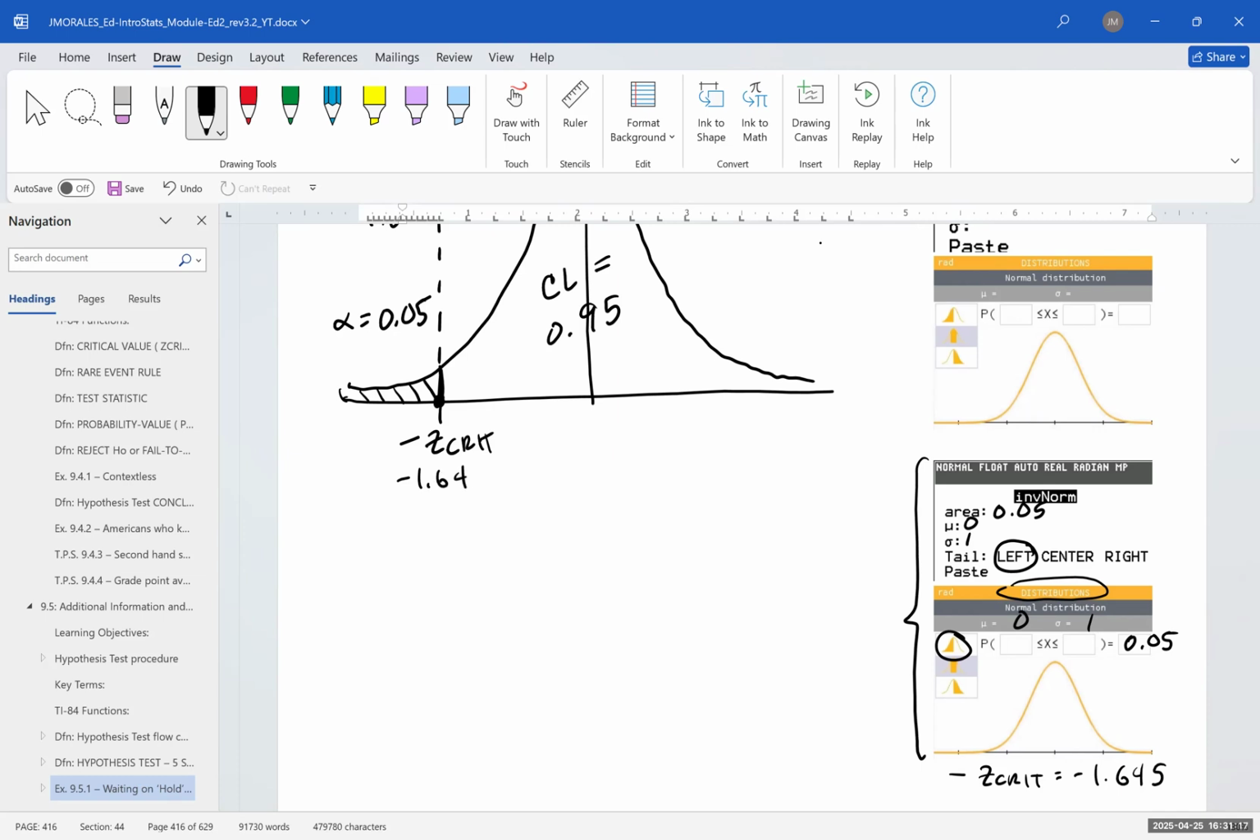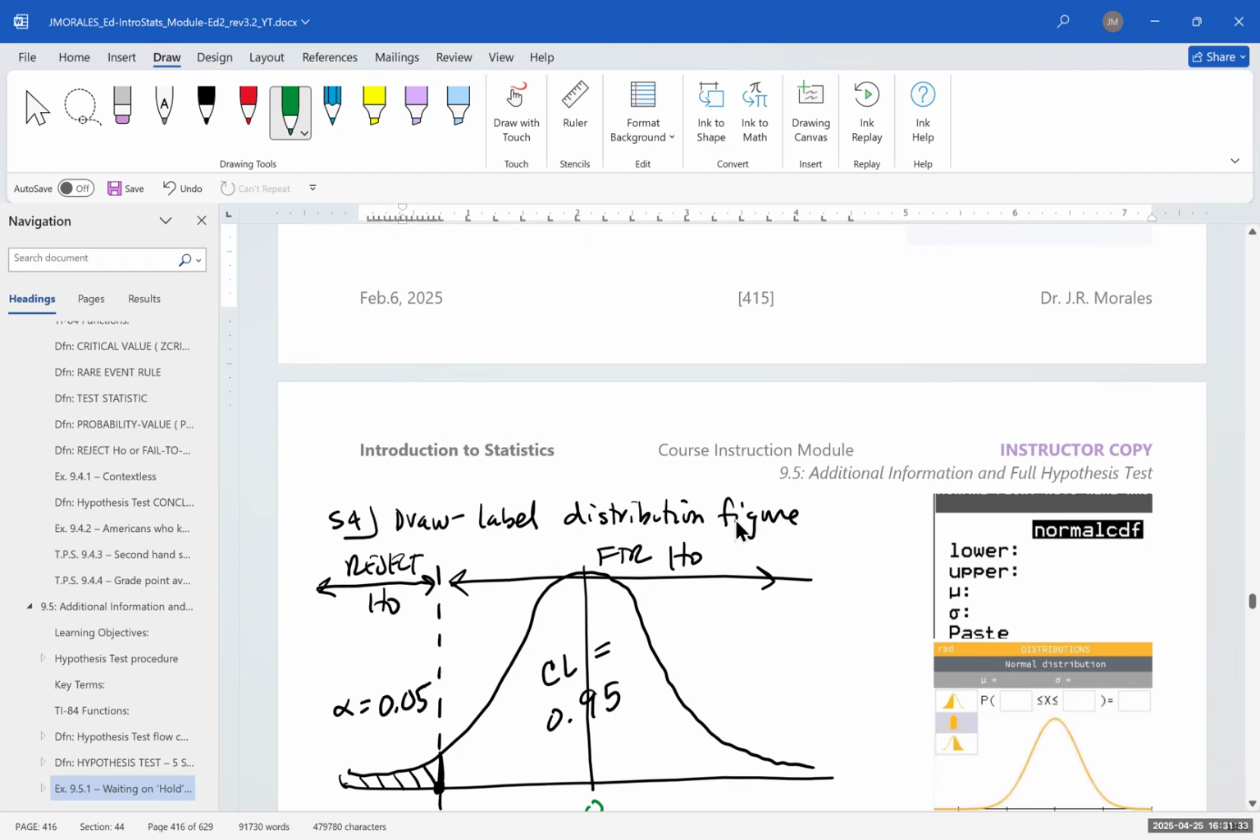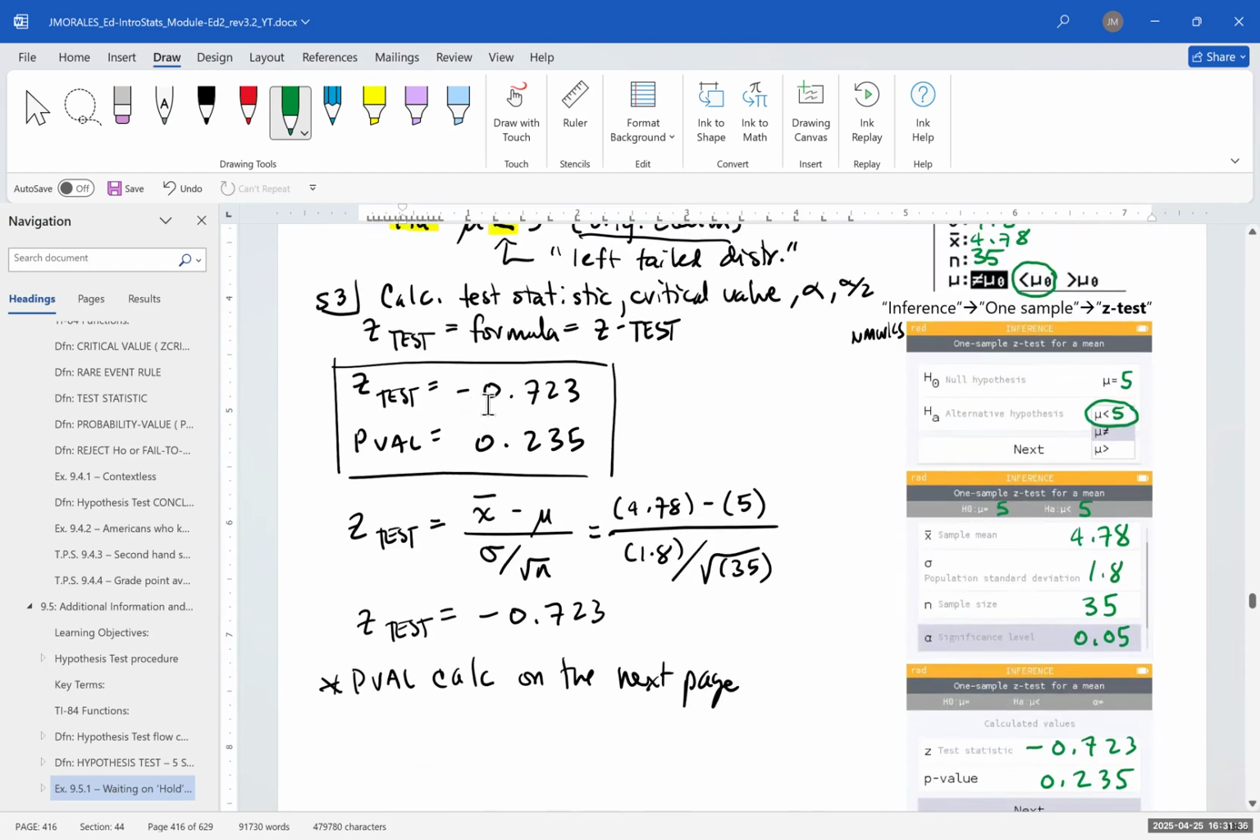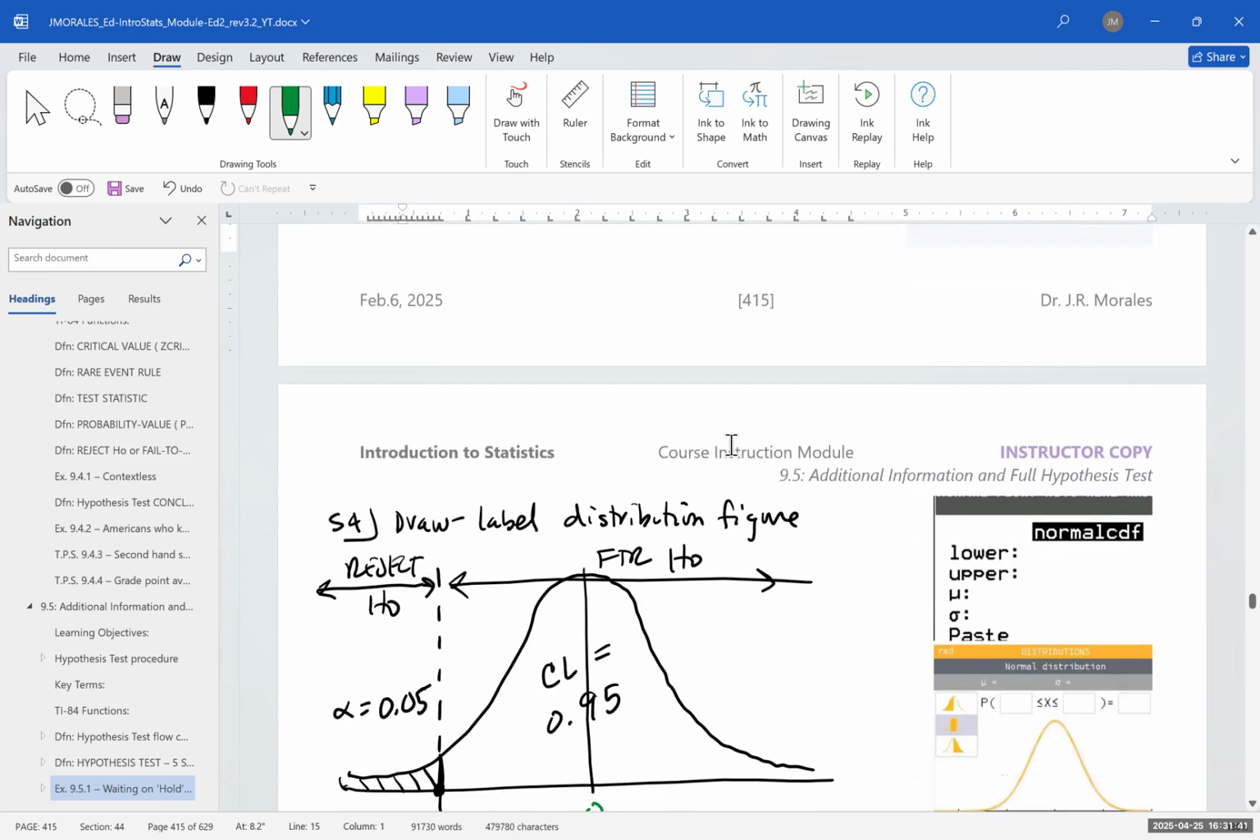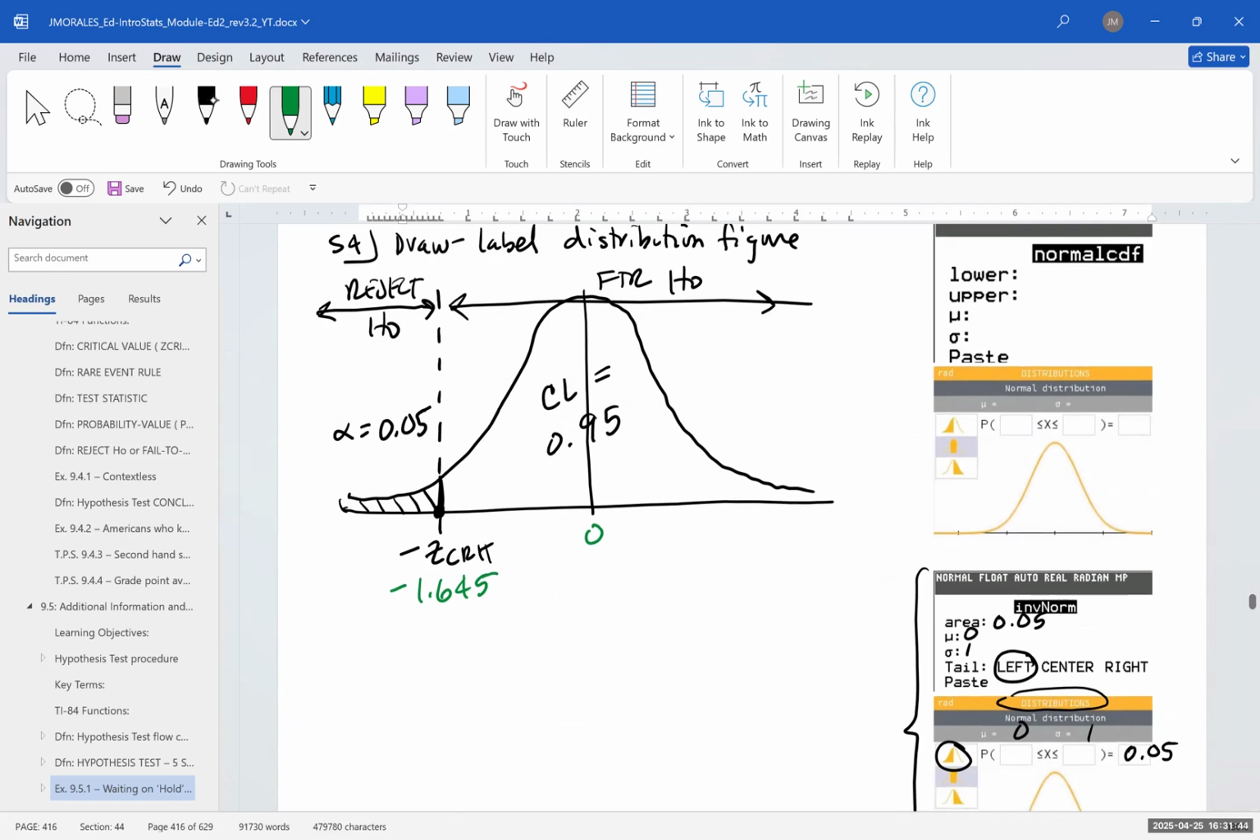Let me use a different color to show that this was something that we just calculated. We didn't know this before. Okay, so negative 1.645. All right, now the center of this distribution is 0. So where is our test statistic going to fall? So our test statistic is negative 0.723. So negative 0.723 is going to be between 0 and this. So I'm just going to draw it right here.